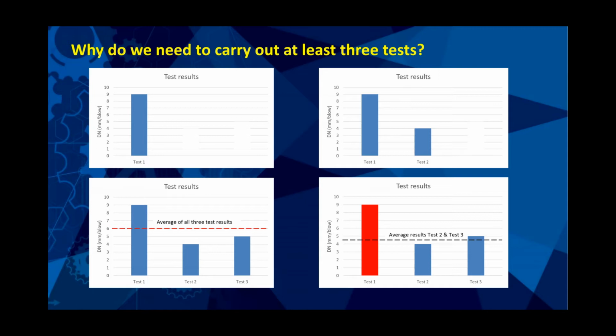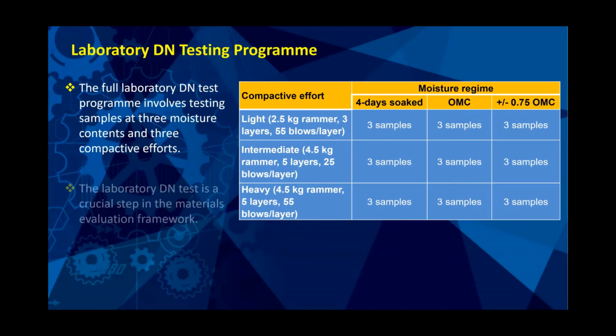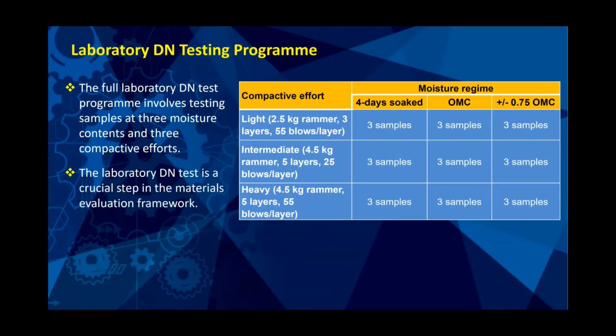The result of test number 1 is outside the expected range in the variation of the test results, and it seems reasonable to assume that the result for test number 1 was caused by some sort of operator error. We therefore have more confidence in test number 2 and 3, and we can use the average of those 2 test results as a representative DN value for that material. The laboratory DN test must be carried out with the highest degree of accuracy, as indeed must all the preceding activities and tests.